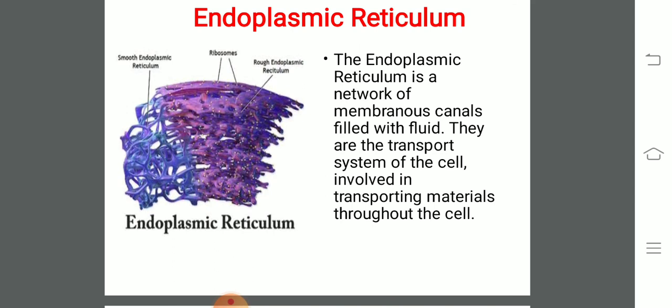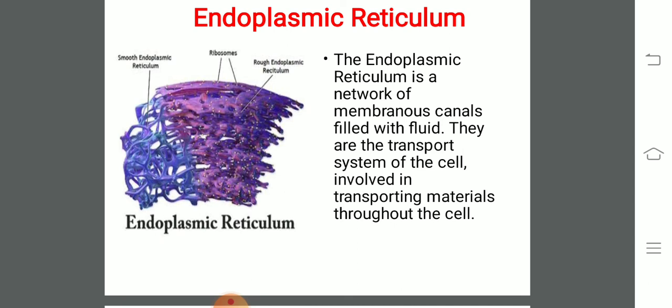What is actually this? The endoplasmic reticulum is a network of membranous canals filled with a fluid. What is the function of these? They are the transport system of the cell, involved in transporting materials throughout the cell. And this endoplasmic reticulum is connected to the nucleus from the inner side and to the plasma membrane from the outer side. Okay, it is also used for the conduction of proteins.